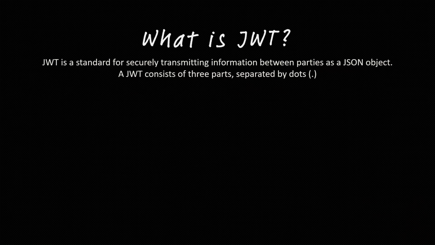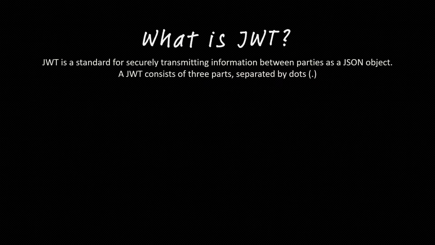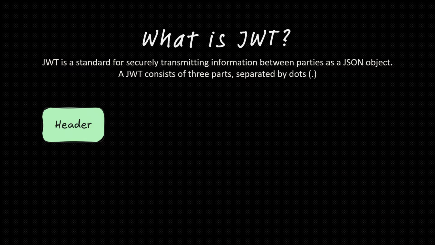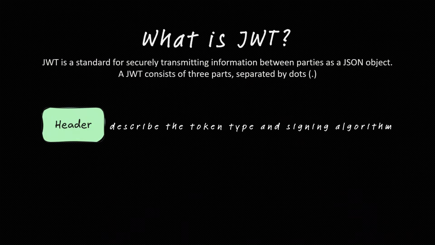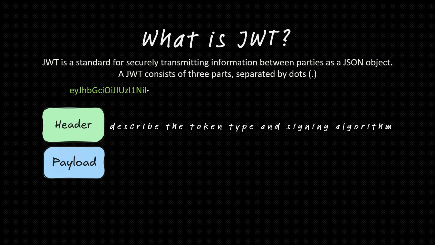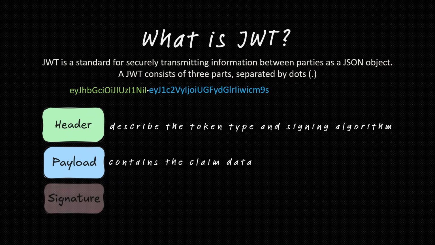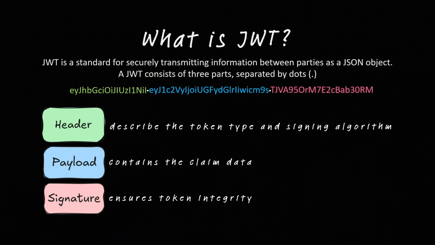A JWT consists of three parts separated by dot operator. So let's break them down. The header, which describes the token type and the signing algorithm which is being used, for example HS256. We have the payload. This contains the actual data or claims, the information that's being transferred between two parties. Finally, we have the signature, which ensures the integrity of the token. Don't worry, we'll discuss the signature part in more detail later in the video.